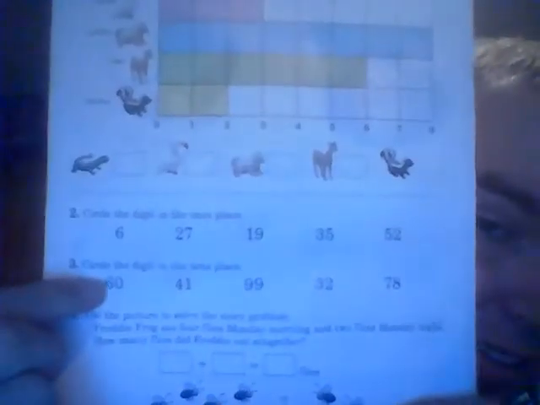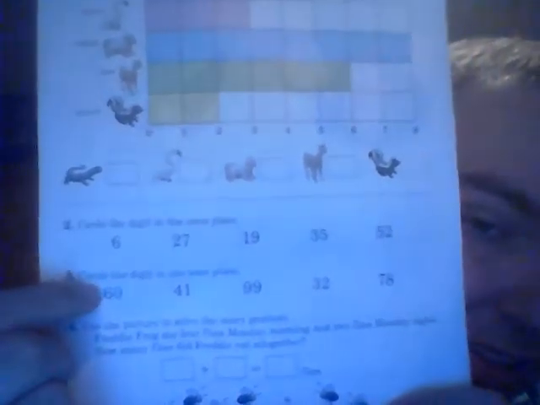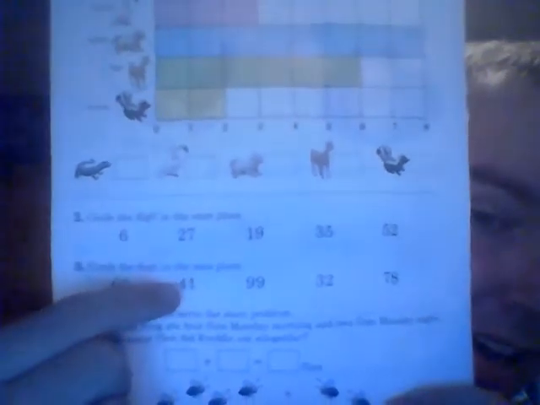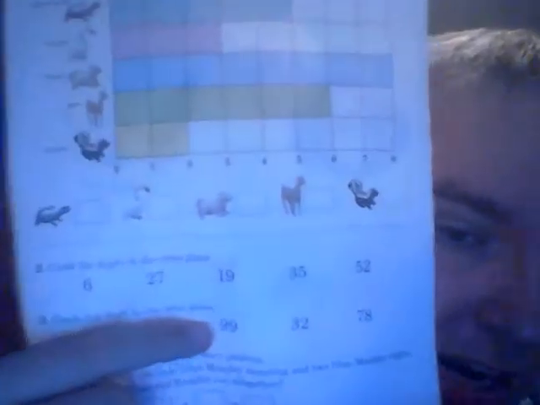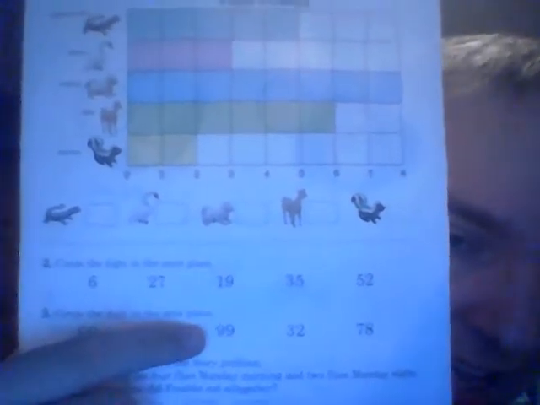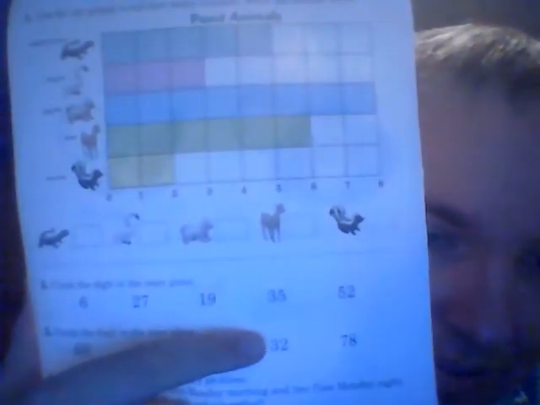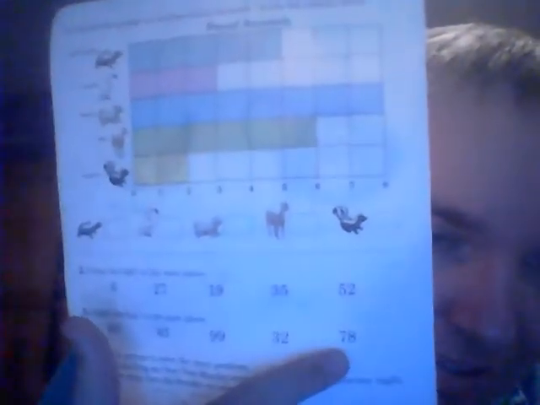So in this number here, 60, which one is in the tens? The 6. The 6 is in the tens. In this number, 41, which number is in the tens? The 4 is in the tens. Which number here? Well, they're the same number, 99, but which one is in the tens? The 9 is in the tens. How about this one? The 3 is in the tens. And how about this one here? The 7 is in the tens.